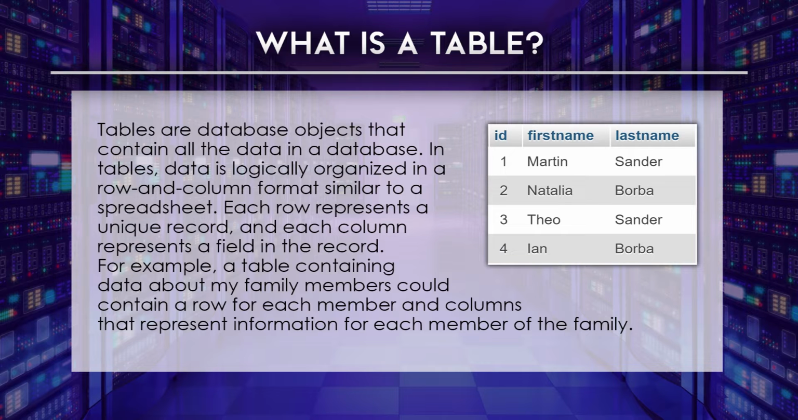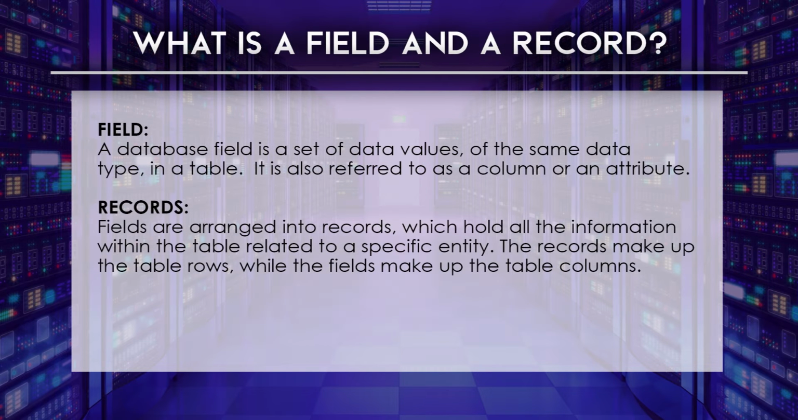Like in the example, you can see in the image that is my name, Martin Sander, my wife, Natalia Borba, and my two kids, Theo Sander and Ian Borba. Okay, it's a mistake. It's Ian Sander. What is a field and a record?